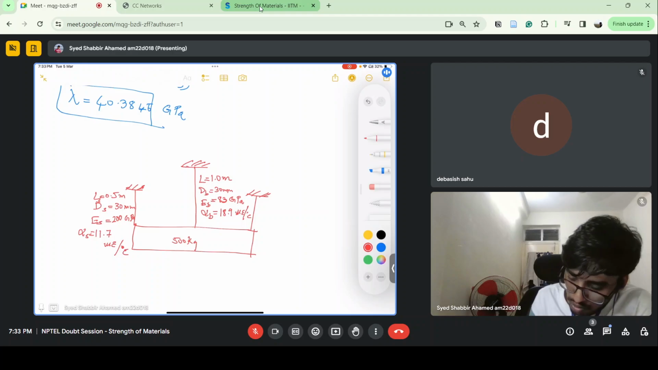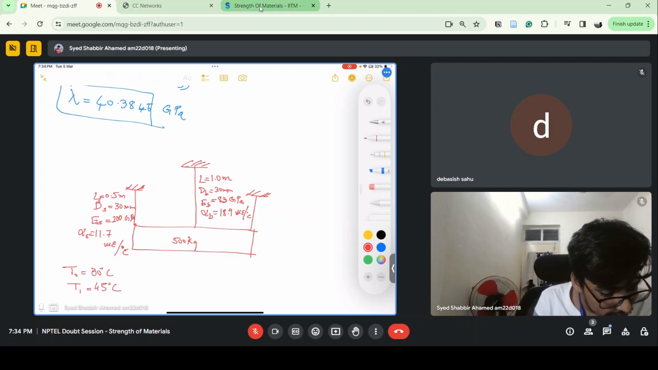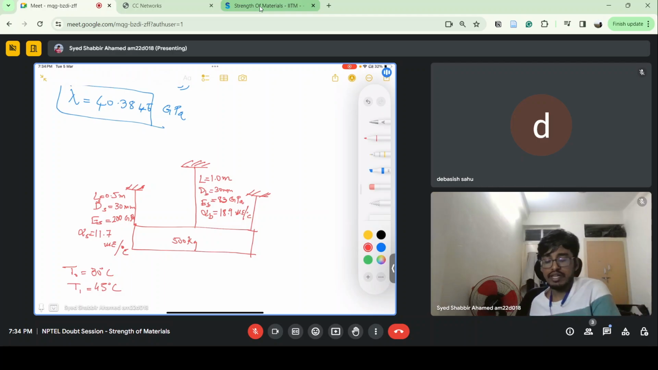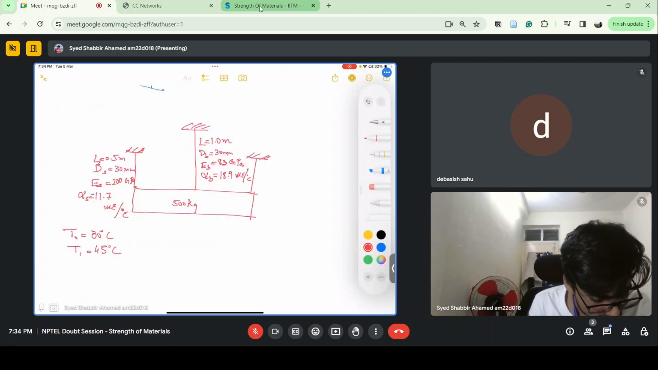Initially it is at room temperature, which is 30 degrees Celsius, and then the temperature is increased to 45 degrees Celsius. We are going to neglect the self weights of these rods. Now we have to find out what the effects are in this.